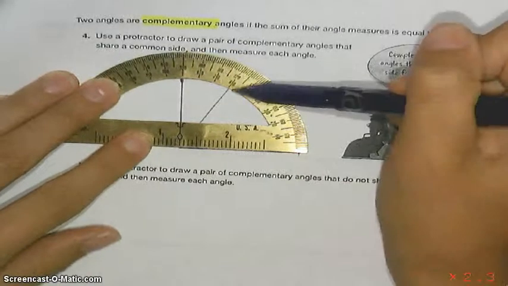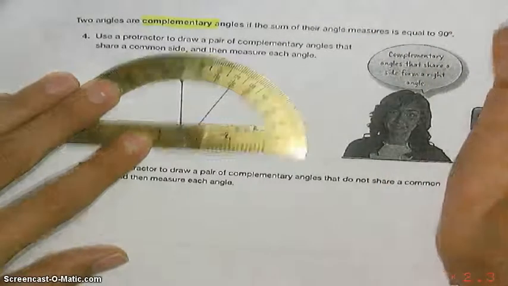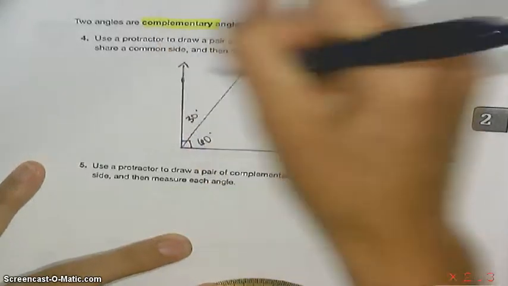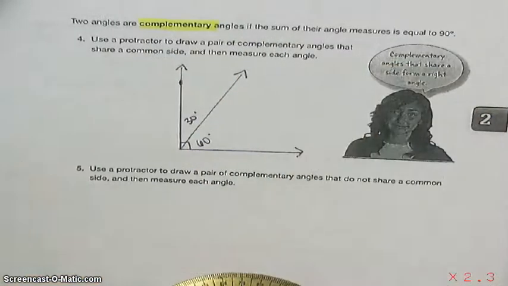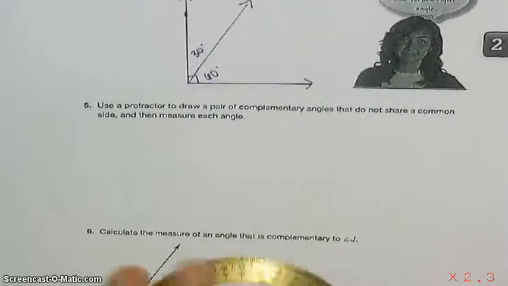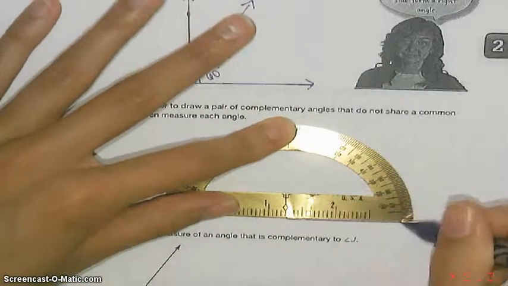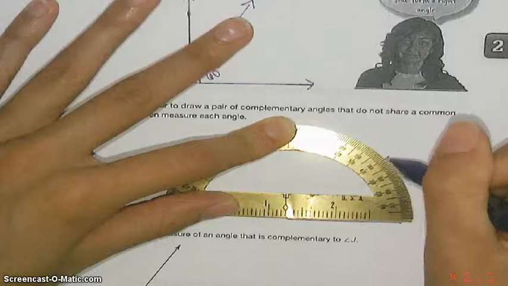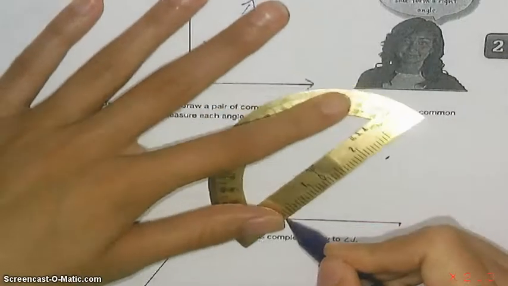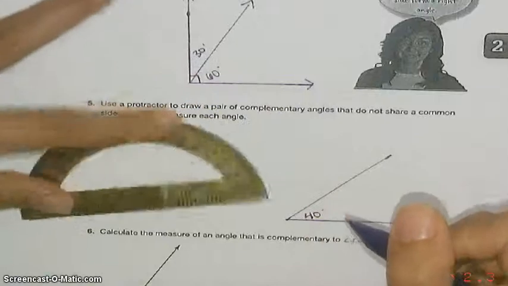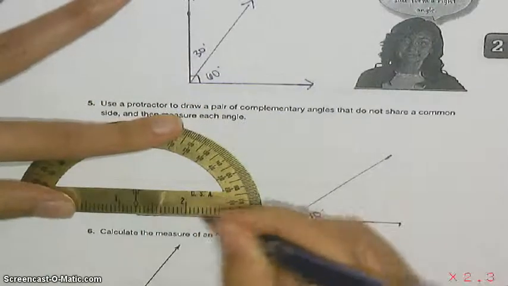Looks like I made mine 60 degrees and 30 degrees. Yours can be anything as long as it adds up to 90 degrees. Now we're going to draw complementary angles that don't share a common side. Let's draw in one side. I'm going to do a 40-degree angle and a 50-degree angle. Those are just my choices. Here's 40 degrees. I'm going to draw my 50 degrees over here.